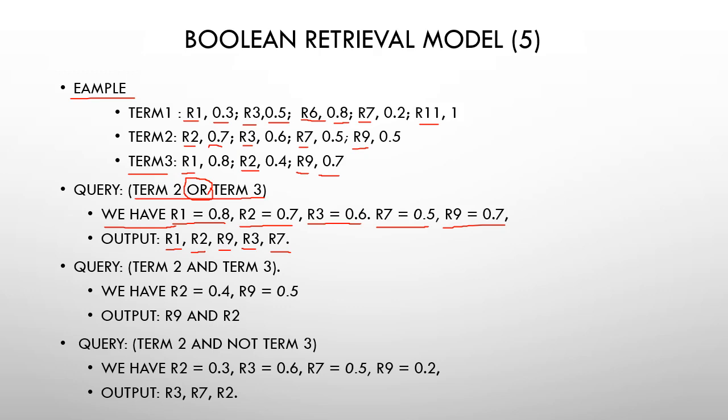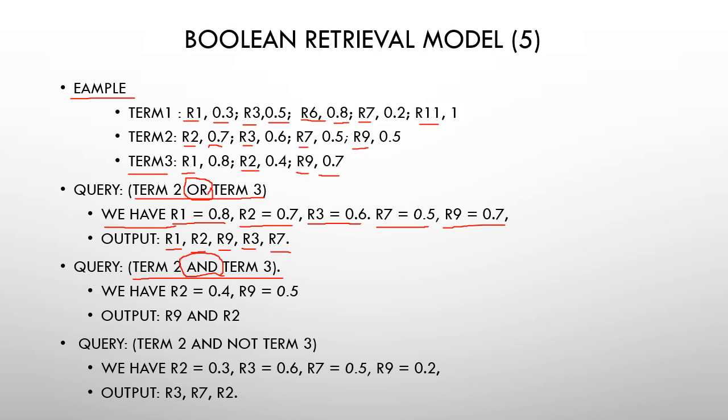Okay, now let's consider the second query. We have term 2 and term 3. Now, because the operator is AND, we are taking the smaller weight. So term 2 and term 3, basically the query is almost like the first example, except that the operator now is an AND.